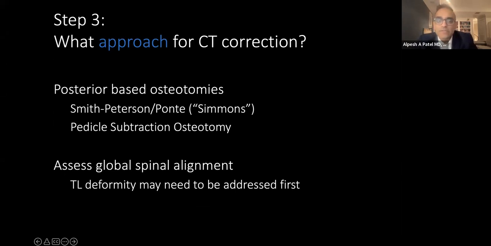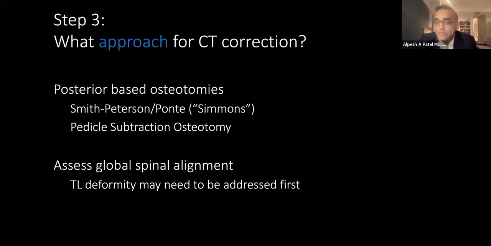And then the third thing is asking yourself, well, what are the approaches for this? We already saw a couple of cases of an anterior posterior approach. Those work really nice for flexible deformities. They work really nice actually sometimes for mid-cervical deformities when you've got to do an anterior osteotomy and then a posterior osteotomy. But the workhorse for most of our osteotomy corrections are posterior-based osteotomies.